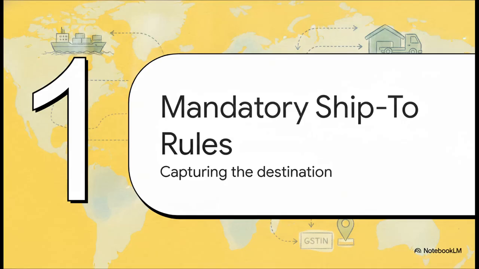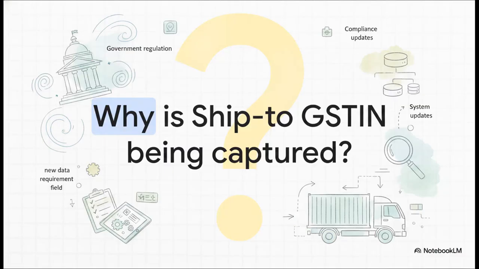Kicking things off with Section 1, Mandatory Ship-to Rules. So, right off the bat, I know what you're probably wondering. Why exactly is the government introducing this whole new data requirement? If the current system is chugging along fine, what's the actual motivation for slapping on another mandatory field?